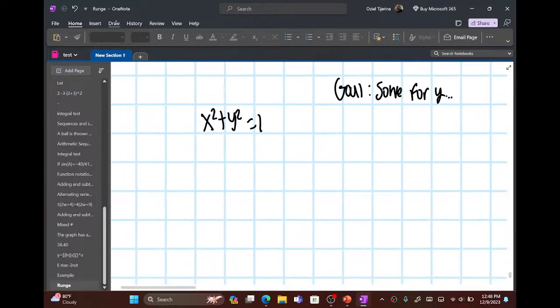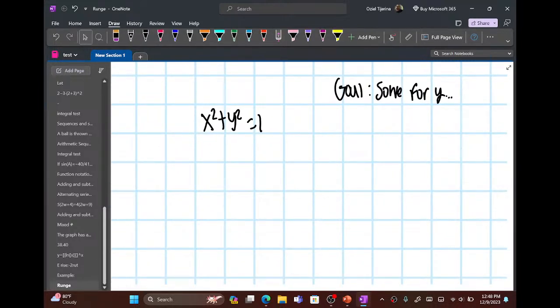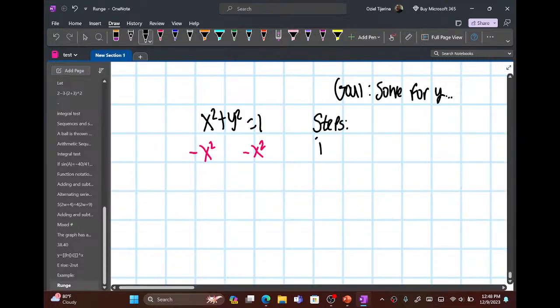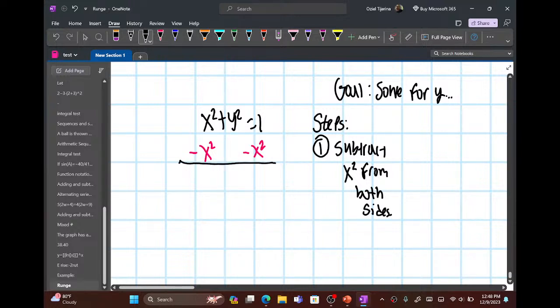To do that, I'm sure we've done this in algebra. We're going to subtract x squared on both sides for step 1. I'll write down the steps. Subtract x squared from both sides. So when we do that, we get y squared equals 1 minus x squared.